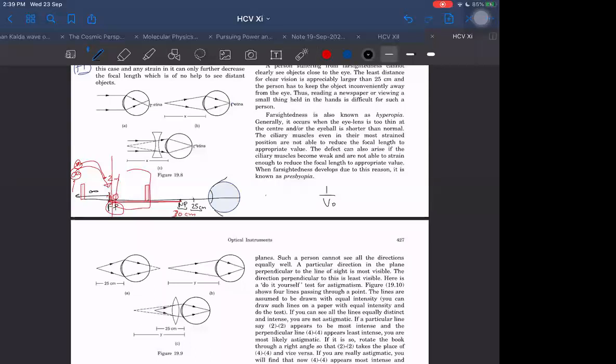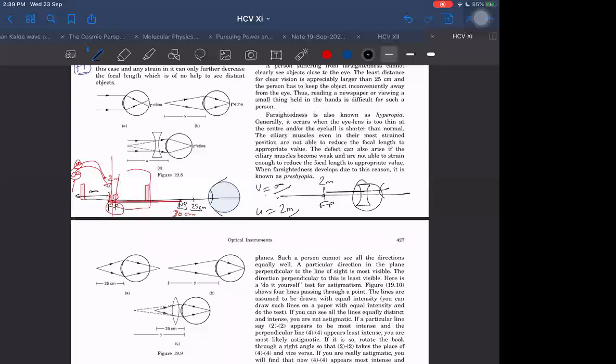1 by V naught. I want the image to be formed. Wait a second. We should be present at the far point. This is the lens. Image V I will take as infinity, and U I will take as my far point. Whatever my far point is, they will give you that you cannot see beyond 2 meters. If I cannot see beyond 2 meters, it means my far point is 2 meters. So U is 2 meters and V is infinity. Then we can find out F.